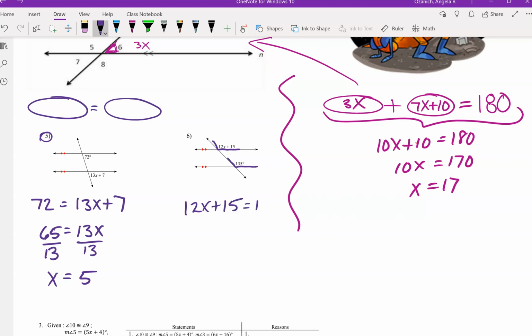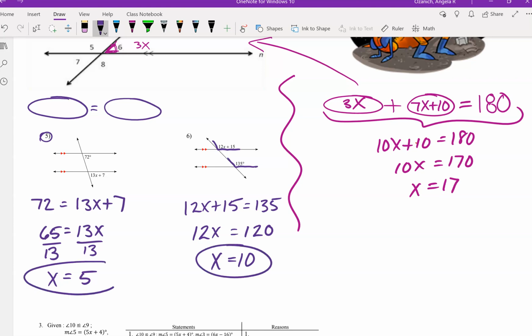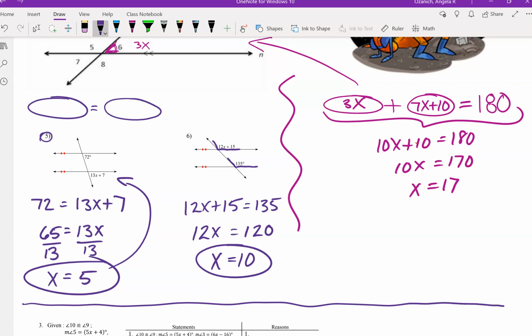is equal to 135. And we'll move through the algebra of this fairly quickly so we can get on to our next problem. Dividing by 12, we get x equals 10. Now, please do remember that sometimes it will ask you to use this value of x equals 10 or x equals 5 and plug it back in to solve for a measurement of an angle. So if it does ask you to do that, just be mindful of that situation.